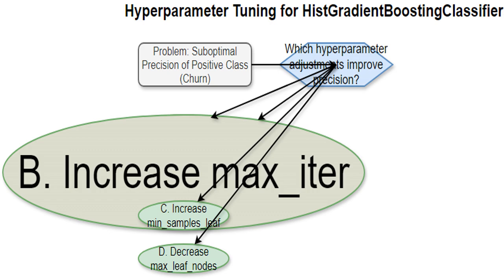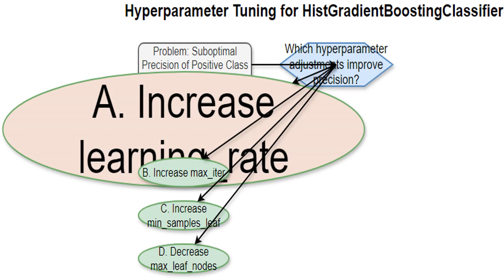The learning_rate determines the step size the model takes during training. A higher learning rate can lead to faster convergence, but it also increases the risk of overshooting the optimal solution and overfitting. Overfitting causes a decrease in precision, so increasing the learning rate is unlikely to help improve it.